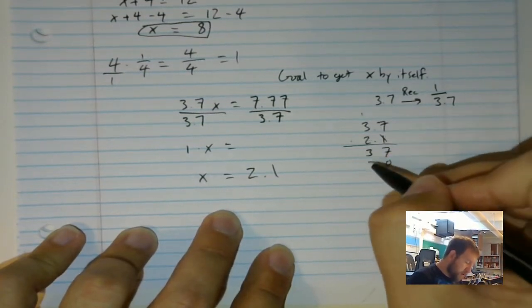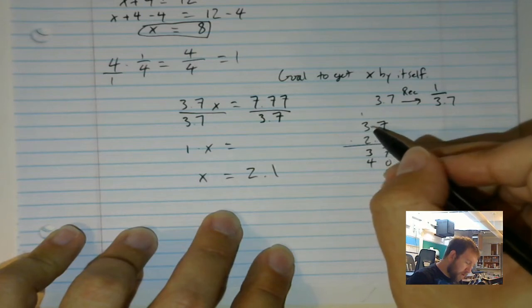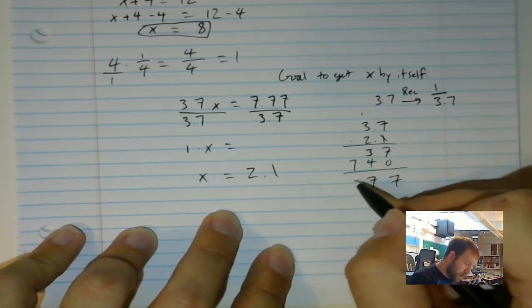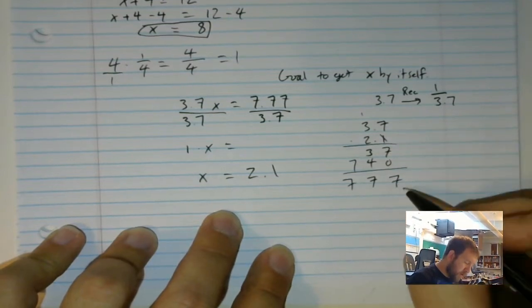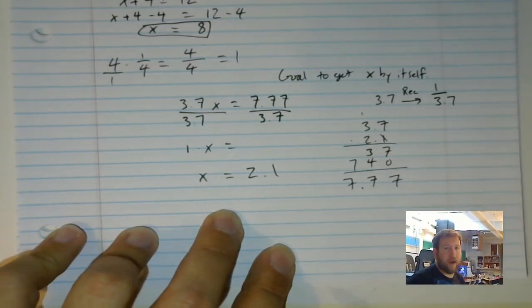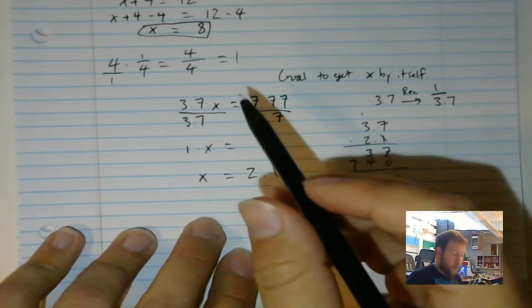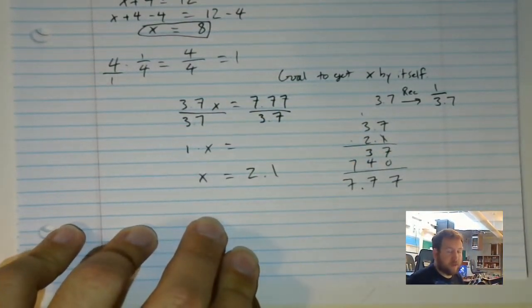2 times 7 is 14. 2 times 3 is 6. If I add it up, 7, 7, 7, 1, 2, decimal point. It's correct. So I got my answer, and I did it by dividing whatever number was on this side, and I had to do it both ways.